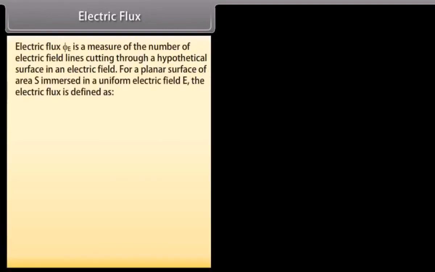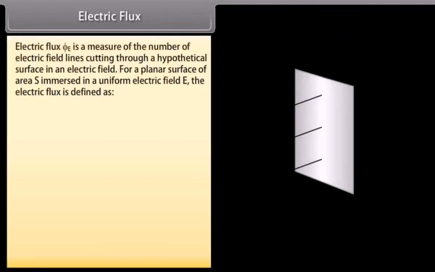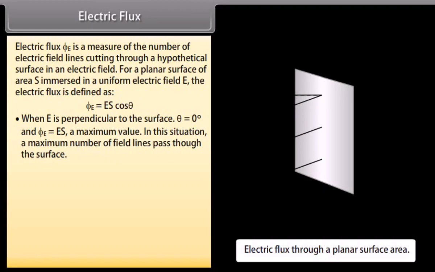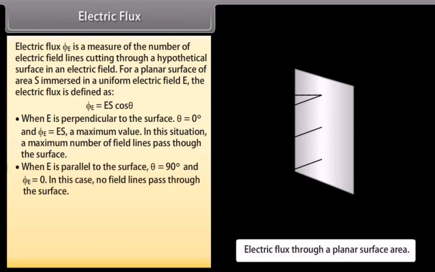Electric flux. Electric flux phi E is a measure of the number of electric field lines cutting through a hypothetical surface in an electric field. For a planar surface of area S immersed in a uniform electric field E, the electric flux is defined as phi E is equal to ES cos theta. When E is perpendicular to the surface, theta is equal to 0 degree and phi E is equal to ES, a maximum value. In this case, a maximum number of field lines pass through the surface. When E is parallel to the surface, theta is equal to 90 degree and phi E is equal to 0. In this case, no field lines pass through the surface.